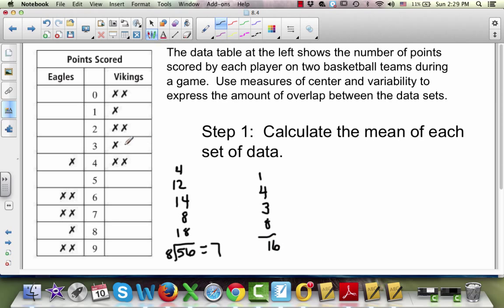How many players did they have? 2, 3, 4, 5, 6, 7. They also had 8 players. So their average, or their mean, is 2. So we've calculated the mean of each set of data. Now what was that? That was the measure of center. Okay, the mean is the measure of center.